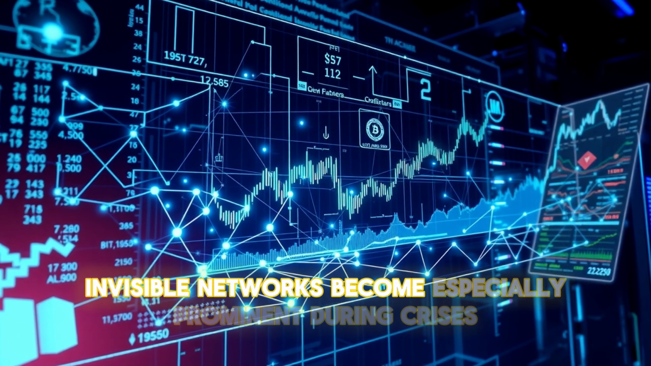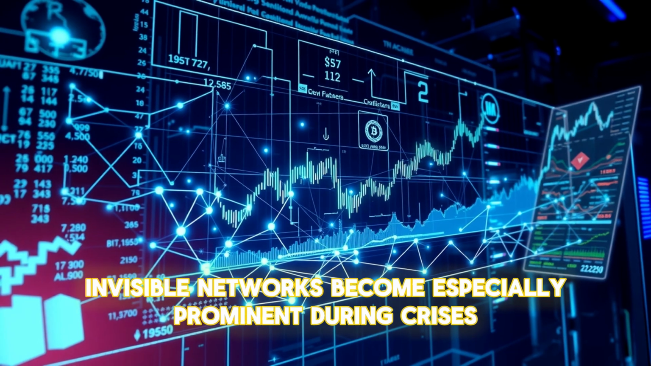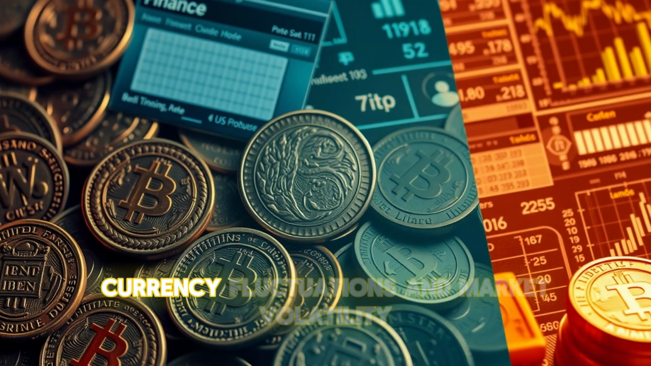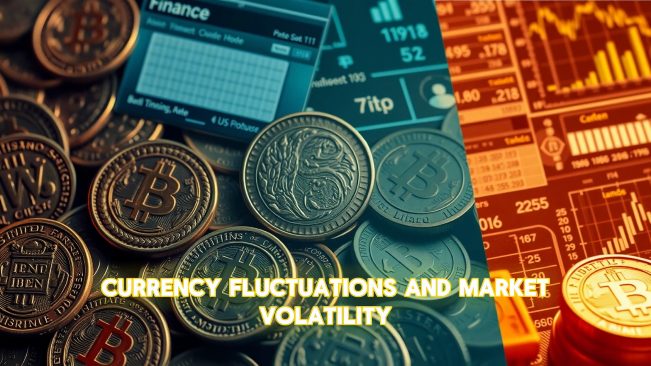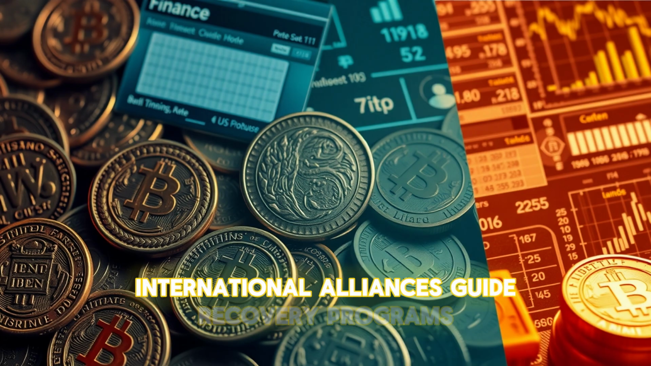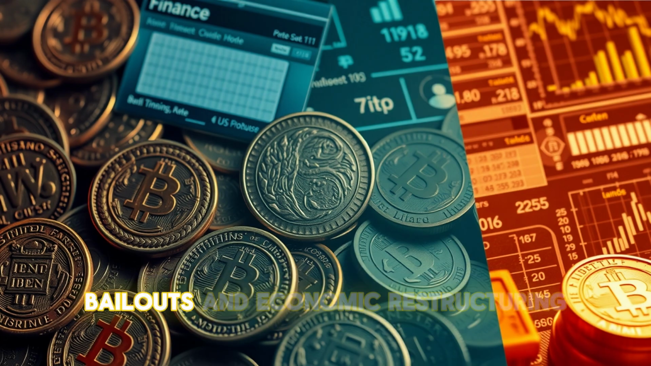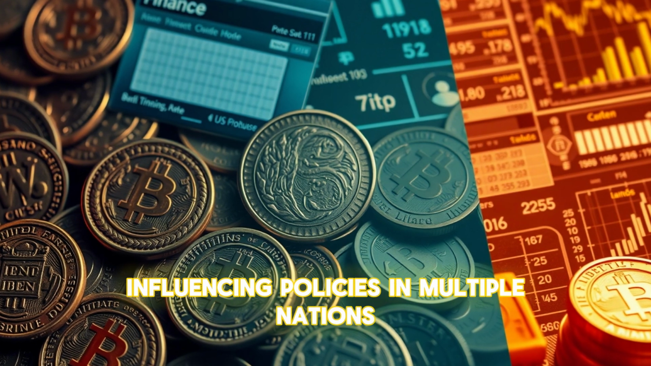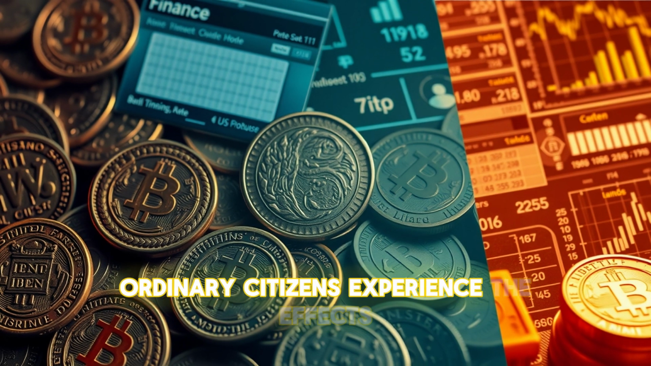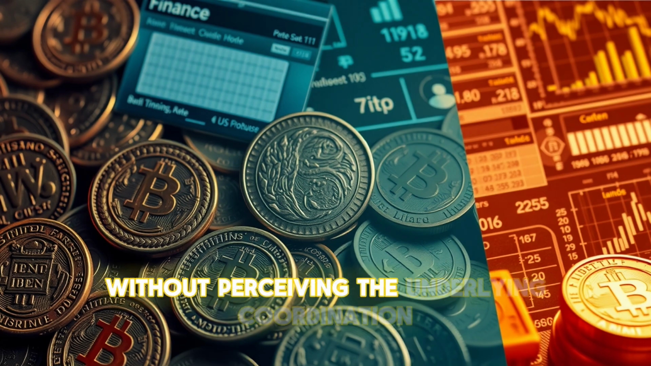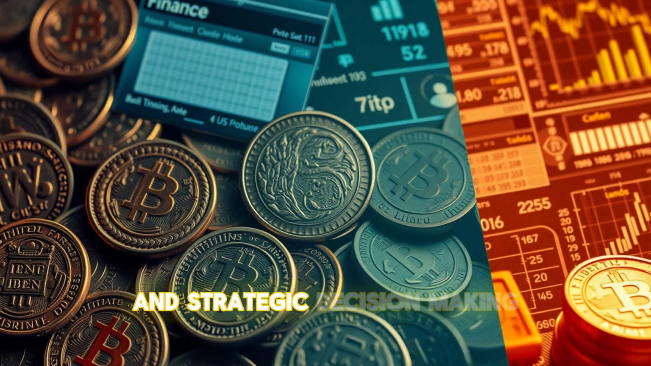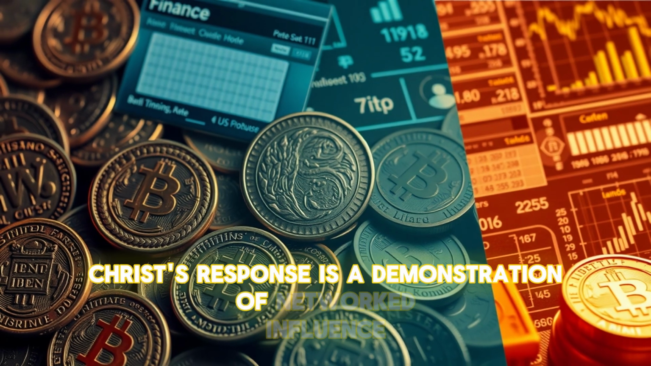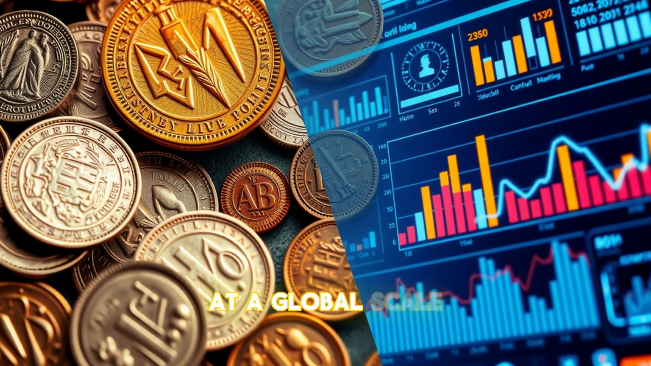Invisible networks become especially prominent during crises. Financial institutions coordinate to manage recessions, currency fluctuations, and market volatility. International alliances guide recovery programs, bailouts, and economic restructuring, influencing policies in multiple nations. Ordinary citizens experience the effects without perceiving the underlying coordination and strategic decision-making. Crisis response is a demonstration of networked influence at a global scale.